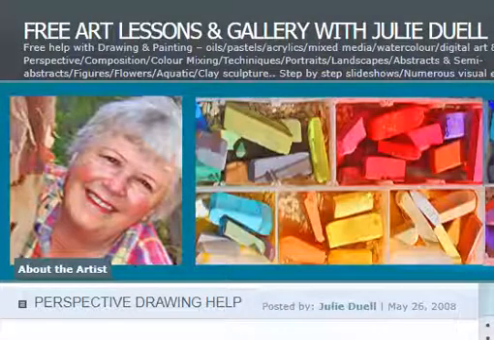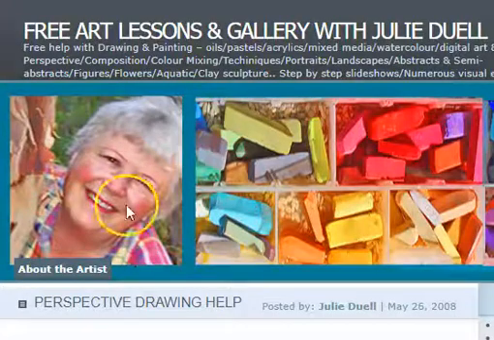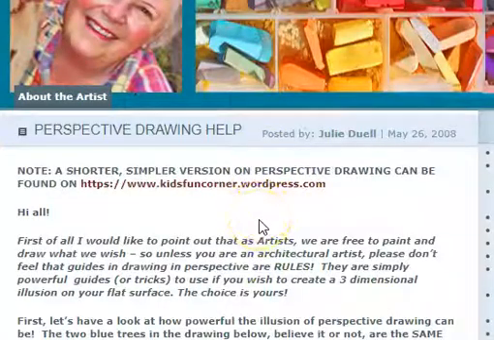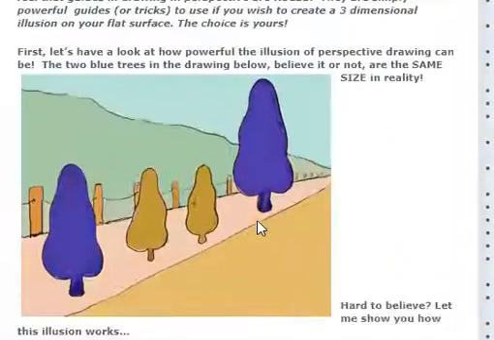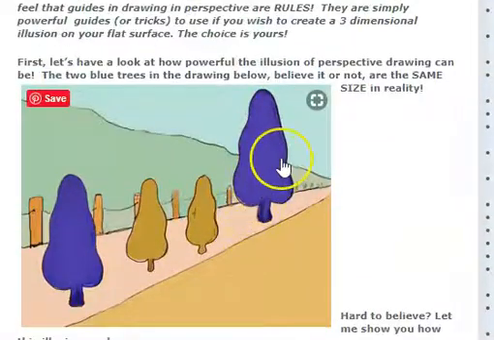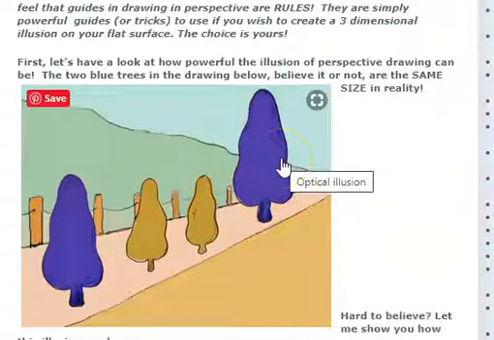Alright, I wanted to talk a little bit about some tips and tricks and little weird quirky things about one-point perspective. So I'm on this website by this artist called Julie Duell, and I'm just going to kind of scroll through. I'm not going to have everyone read all of the things. I'm just going to give you a general overview. So this right here is just sort of an example of a thing that happens in perspective.